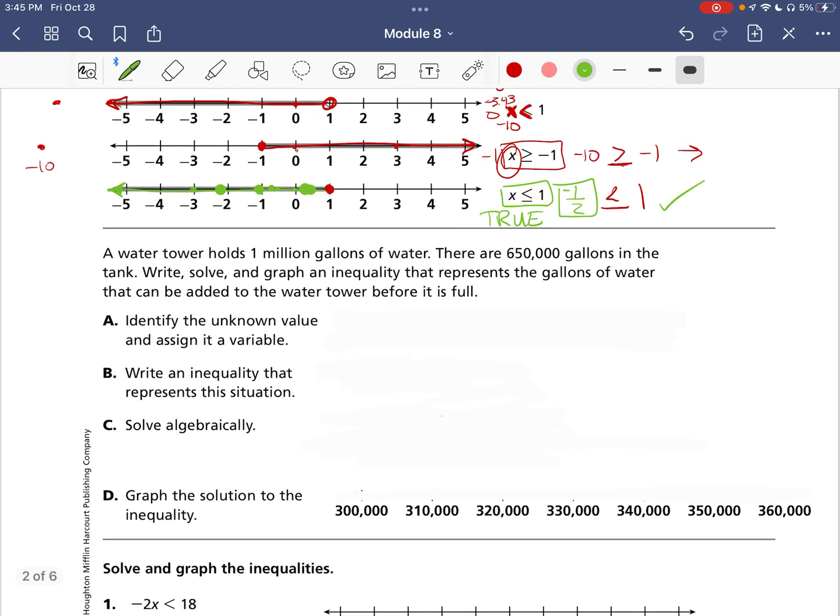So down here, we have a water tower that holds 1 million gallons of water. There are 650,000 gallons in the tank. Write, solve, and graph an inequality that represents the gallons of water that can be added to the tower before it's full. So we need to first identify the unknown value and assign it a variable.